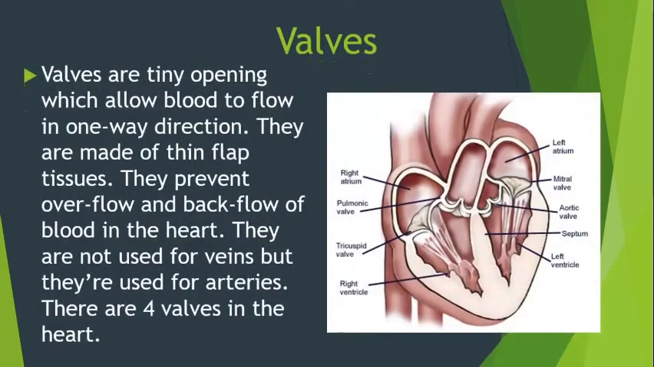Valves. Valves are tiny openings which allow blood to flow in one-way direction. They are made of thin flap tissues. They prevent overflow and backflow of blood in the heart. They are not used for veins, but they're used for arteries. There are 4 valves in the heart.